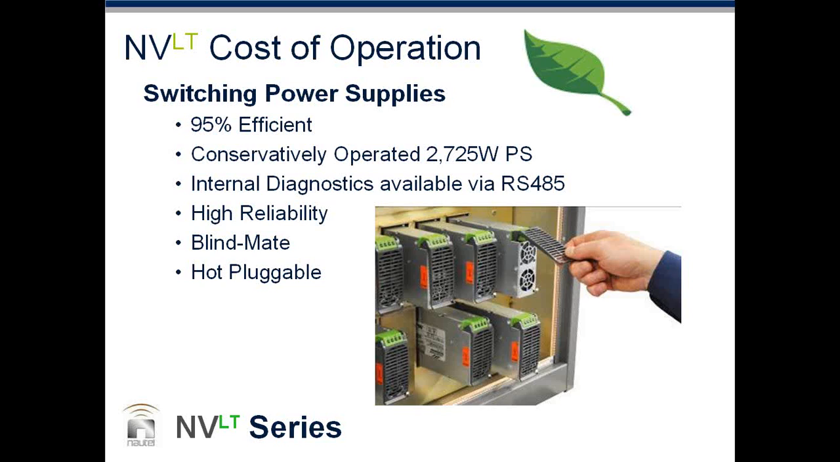And the switching power supplies are miraculous. They're 95% efficient, AC to DC, very, very highly efficient. The 2,700 watt supplies are being operated at closer to 2,000 watts, so they're conservatively rated. They've got a lot of internal measurement capabilities, including total current, voltage, and temperature. They all communicate with the AUI and provide that information to you. They're on a serial bus, passing along their information to the user interface.